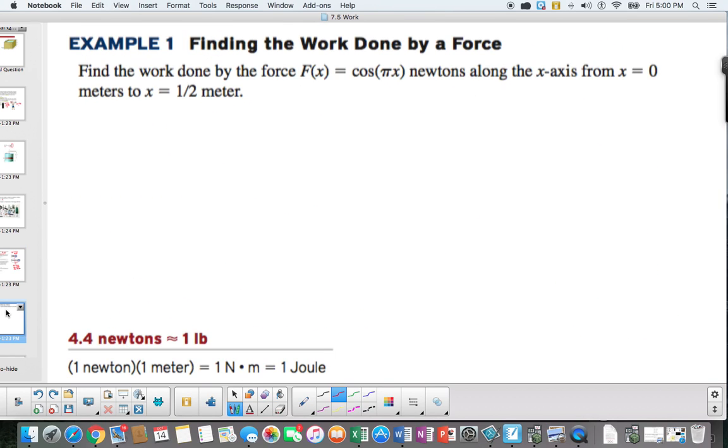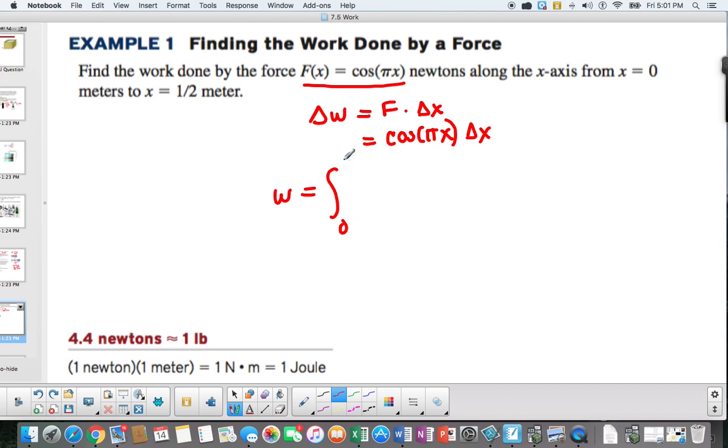Now find the work done by this force, and you can see this force is varying depending on the x. The force changes along the x-axis from x equals 0 to x equals half a meter. I'm going to represent a little piece of work, which is force times a little distance, delta x, and our force in this case is cosine of pi x. I want to sum up all of these works, so work will be equal to the integral from 0 to 1/2 of cosine of pi x dx.